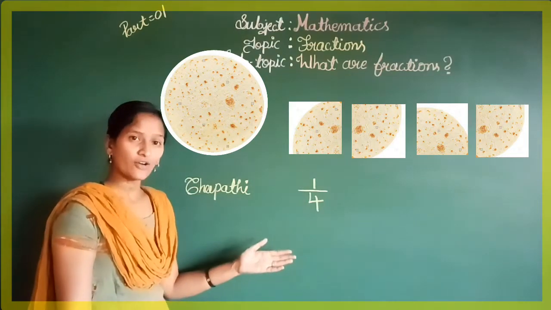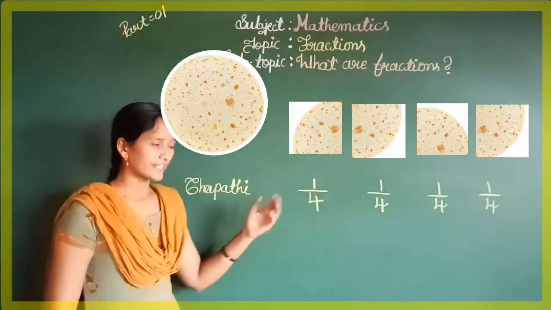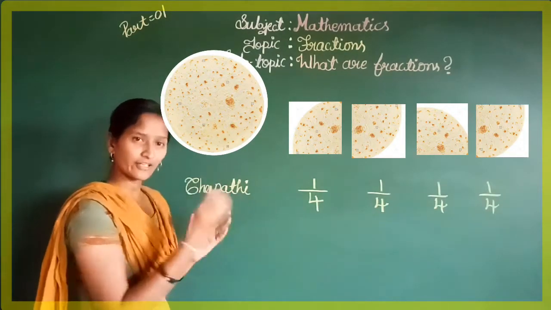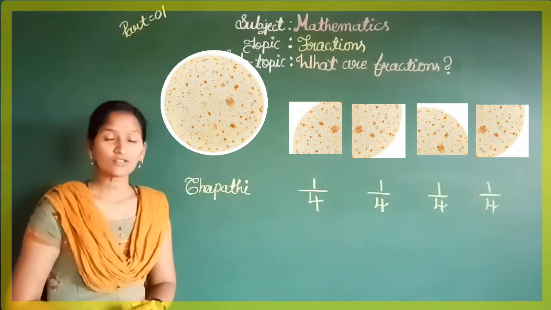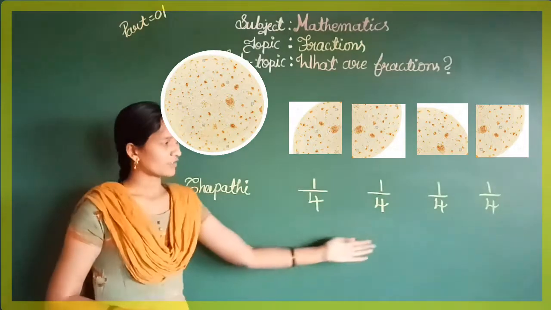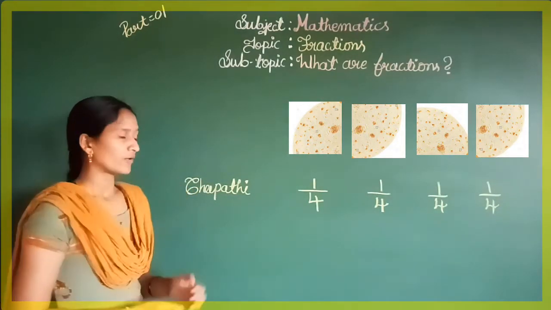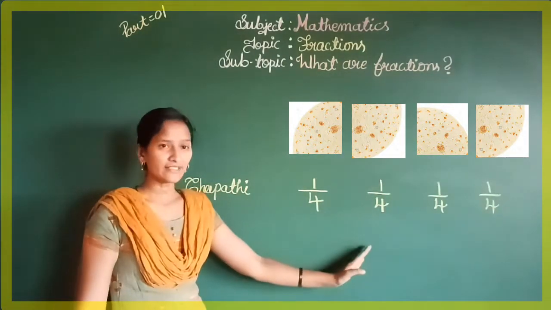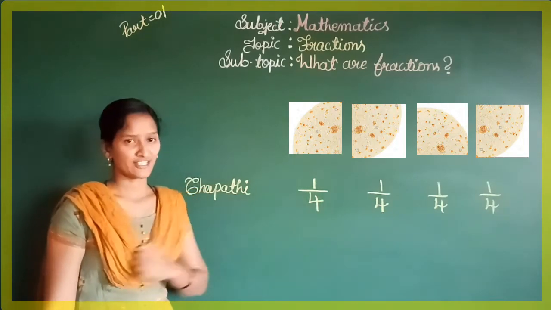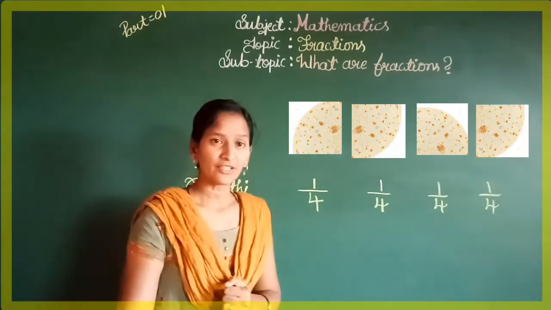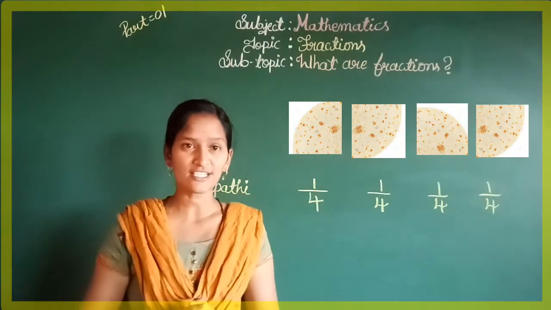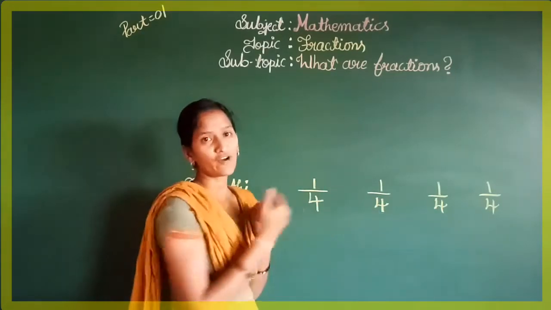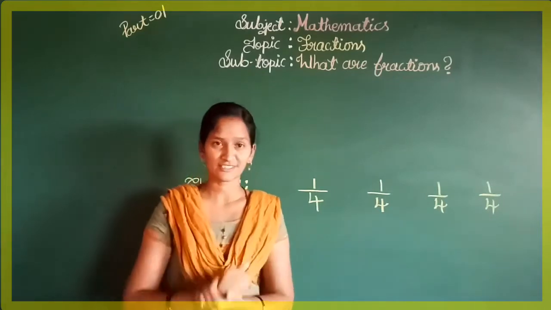The second one is also 1/4. Look here. The second one is also 1/4. The third one also is one part out of 4 equal parts. And the last one is also 1/4. So these are called fractions. We divided one complete whole chapati equally into 4 equal parts. Each part is a fraction. Okay? Now you tell me, what are fractions? Fractions are parts or pieces of a whole.